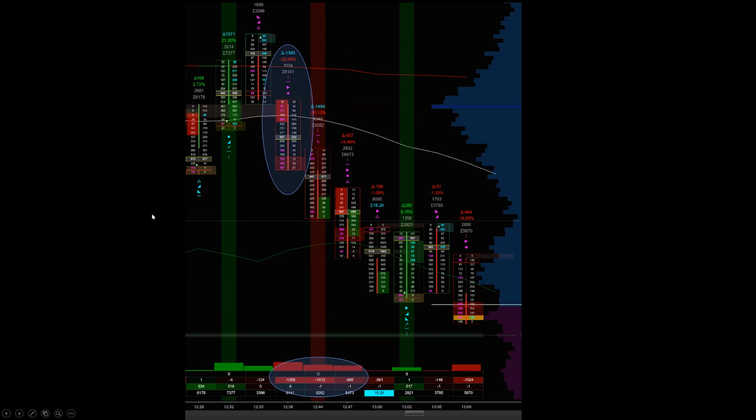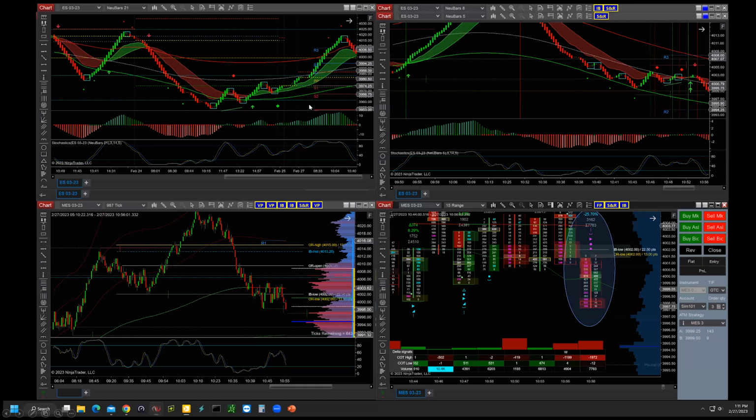Rinse and repeat. Same type of stuff. Nothing's 100%. Although footprint chart trading really, really does help pick quality trades and to stay out of ones that haven't really developed yet. Let's look at another one.